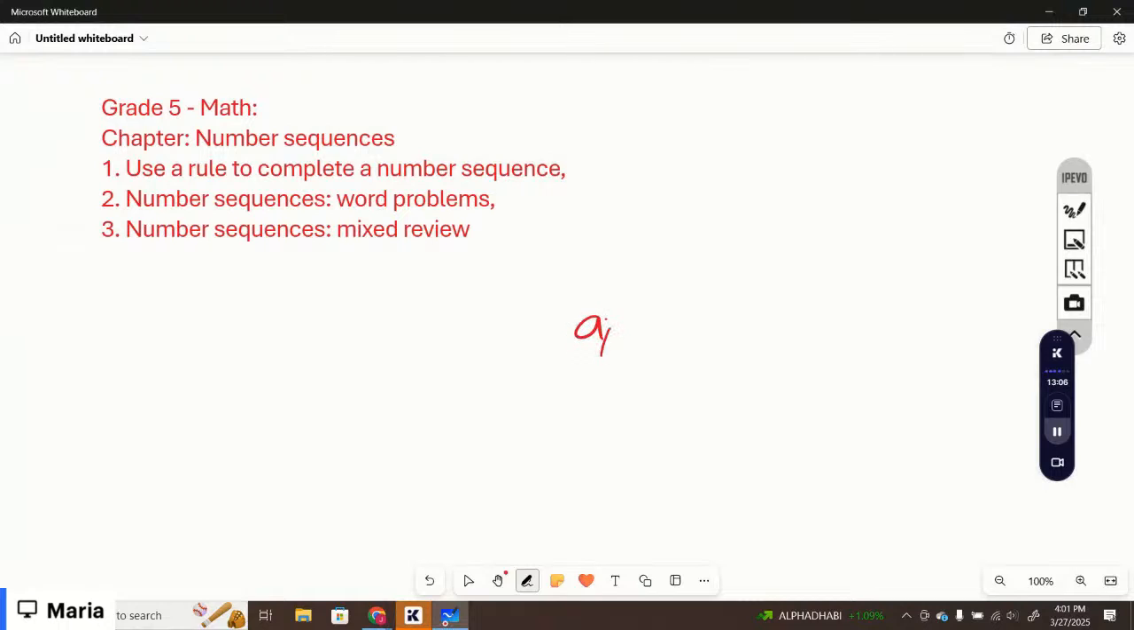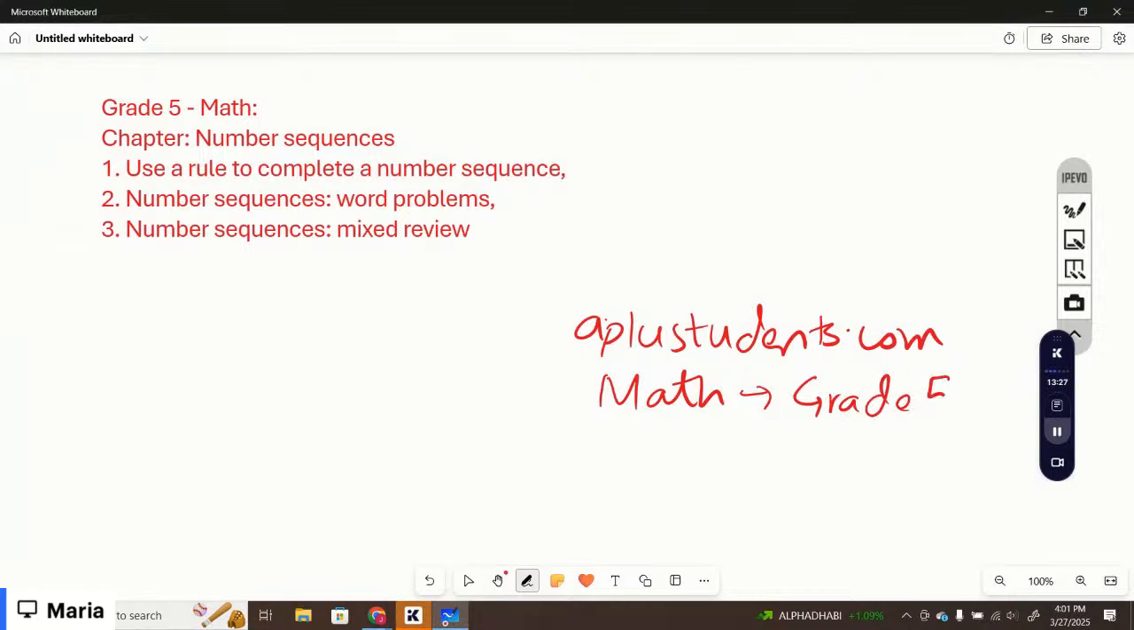You can find all the lessons on aplusstudents.com. You have to log in there using your email address and the password provided by the administrator. Then you have to select math from the subject tab. Scroll down to grade 5 math and then click on view all lessons. There you can find the list of the chapters.